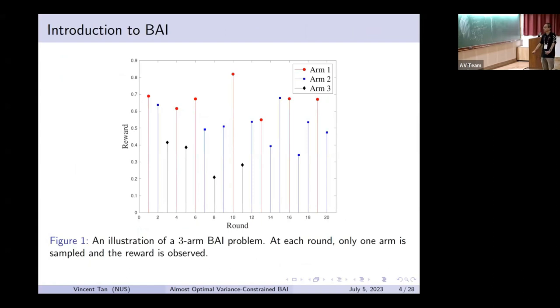This is just an illustration of a three-arm BAI problem. At each particular round, only one arm is sampled and the reward is observed. So we have these arms here and we sample them and it looks like the red one is the best empirically. Certainly the third one is the worst.